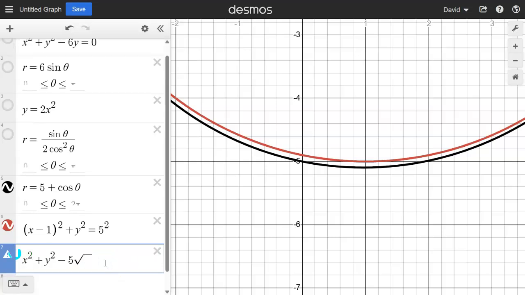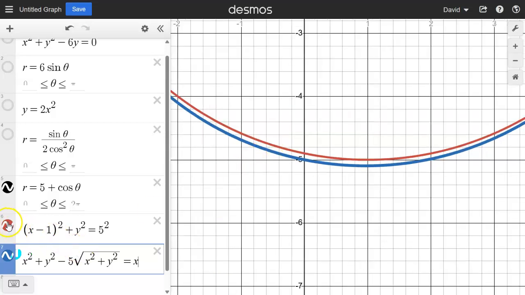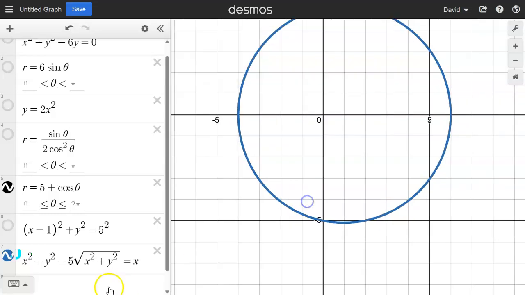Square root of x squared plus y squared equals x. And look at that answer, and you can see those are indeed the same thing, right? So we do need this more complicated answer, it turns out. Okay.